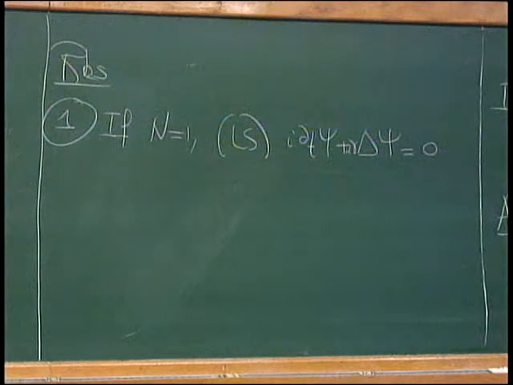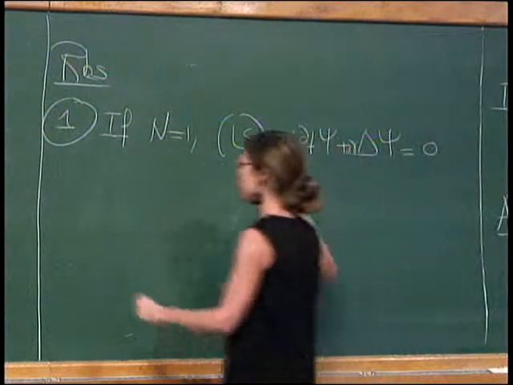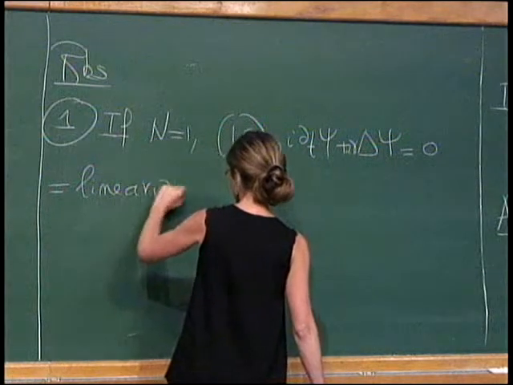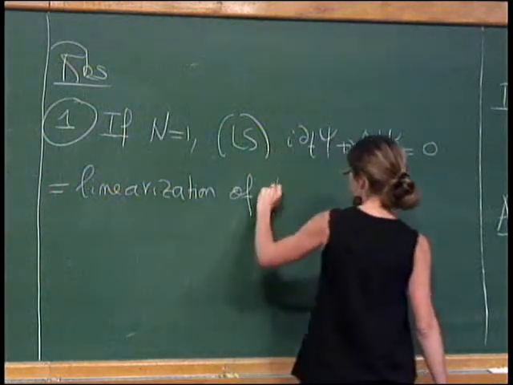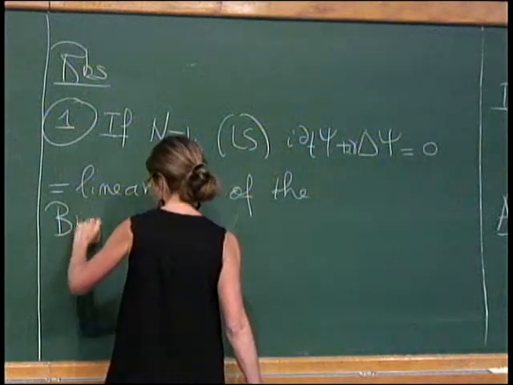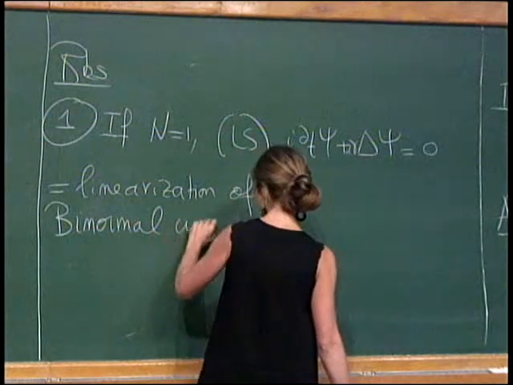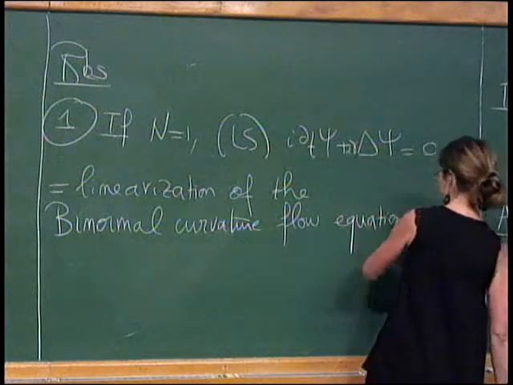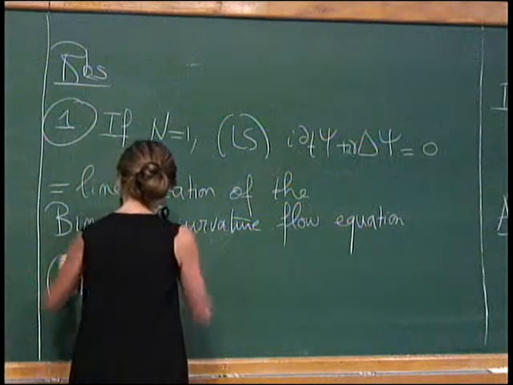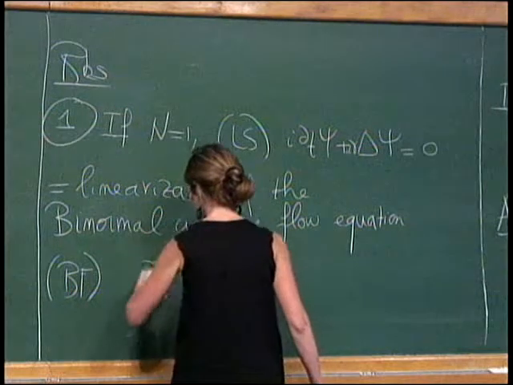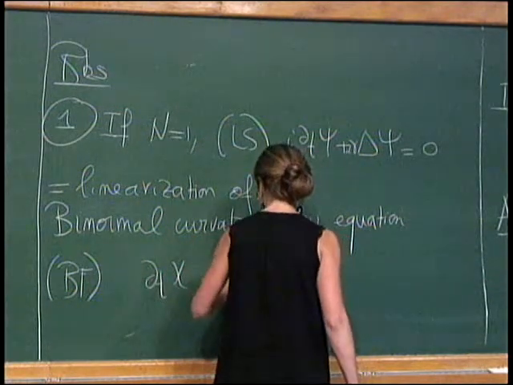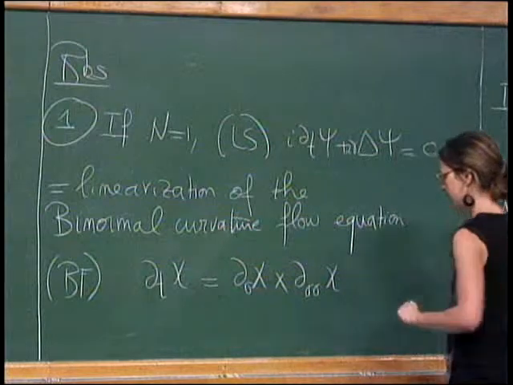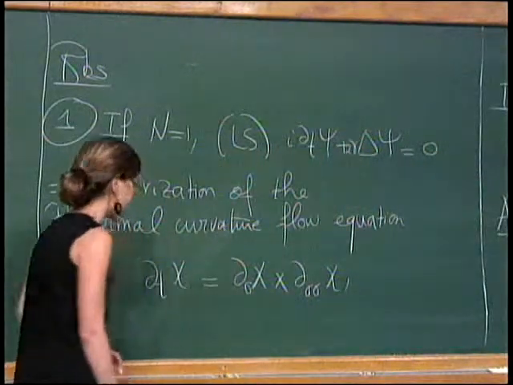is supposed to describe the evolution of one vortex filament. So this equation is known to be the linearized equation of the binormal curvature flow equation, which can be written as dt chi equals d sigma chi cross times d sigma sigma chi of t and sigma, where sigma is an arc length parameter.